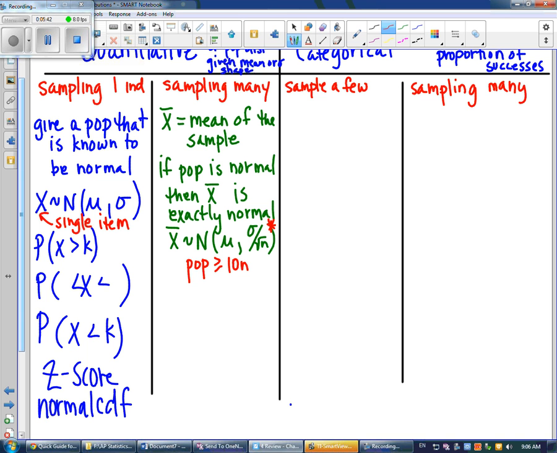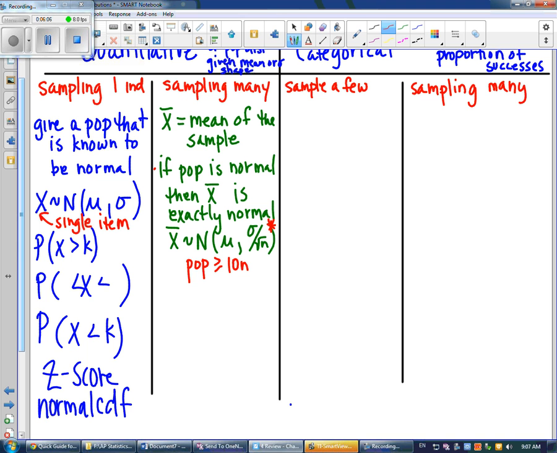What I'm seeing is a lot of you are confusing your conditions. I'm hearing a lot of people saying things like, as long as the population is more than 10. Well, think about what you're saying. Of course the population is going to be more than 10. If it wasn't, then I wouldn't need to sample at all. I would just take a look at the 10 people in the population.